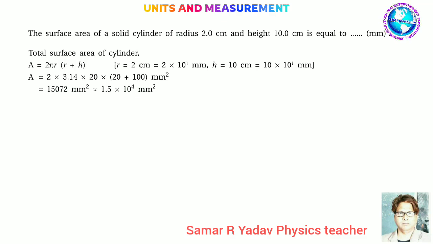The surface area of a solid cylinder of radius 2 cm and height 10 cm is equal to dash millimeter square. The total surface area of the cylinder A is equal to 2 pi r [r plus h]. r is equal to 2 cm, which is equal to 2 into 10 power 1 millimeter, and h is equal to 10 cm, which is equal to 10 into 10 power 1 millimeter. Therefore, A is equal to 2 into 3.14 into 20 into [20 plus 100] millimeter square, which is equal to 1.072 into 10 power 4 millimeter square, which is approximately 1.5 into 10 power 4 millimeter square.